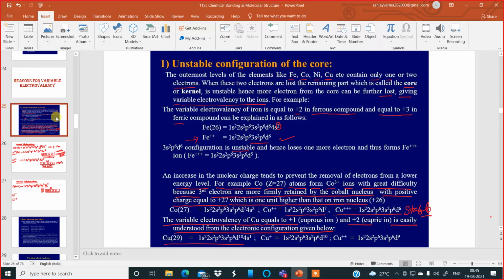Copper, atomic number 29, in the ground state. To make it completely filled and half filled, for copper ion Cu plus 1, the s electron is lost, so it is becoming stable over here. Again, one more electron is lost from the d orbital to make it d9, incompletely filled. So this copper ion Cu plus 2 becomes more reactive. Here we can see Cu plus is more stable than Cu plus 2, which means Cu plus 2 is more reactive in its compounds. So this is the first reason for variable electrovalency.